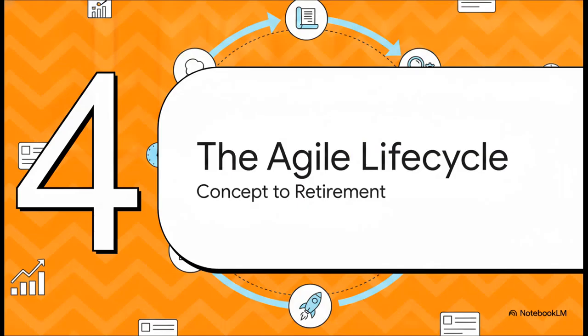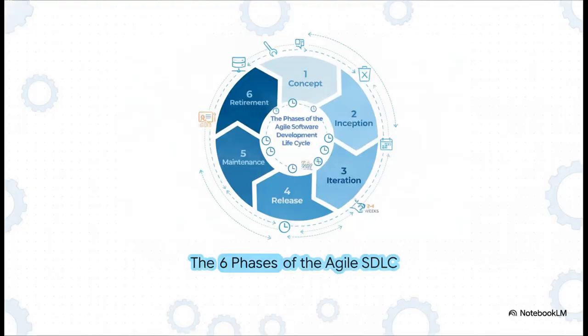Okay, Section 4, the Agile lifecycle. Let's move from theory to practice for a second and see how a project actually flows over time. The Agile life cycle continuously cycles through 6 distinct phases: concept, inception, iteration, release, maintenance, and retirement. But the absolute core engine here is the iteration phase. Remember this specific detail for your test. Agile iterations are usually just 2 to 4 weeks long. So if a project timeline requires short 2 to 4 week delivery windows, boom, you are looking at an Agile workflow.